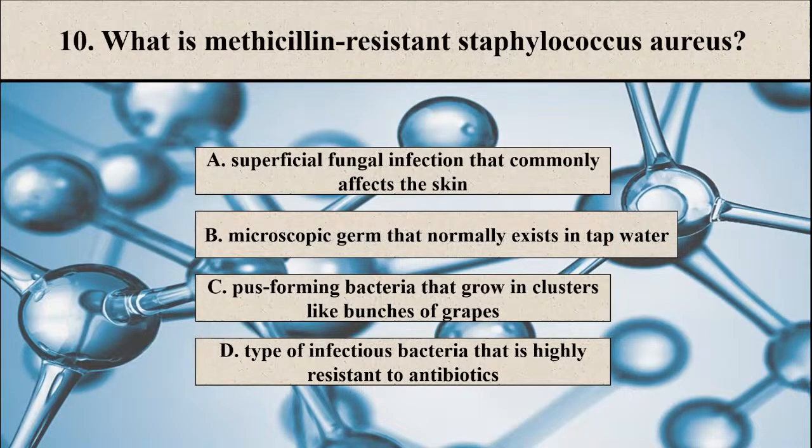What is methicillin-resistant Staphylococcus aureus? Superficial fungal infection that commonly affects the skin, microscopic germ that normally exists in tap water, pus-forming bacteria that grow in clusters like bunches of grapes, type of infectious bacteria that is highly resistant to antibiotics. If you chose D, type of infectious bacteria that is highly resistant to antibiotics, you are correct.